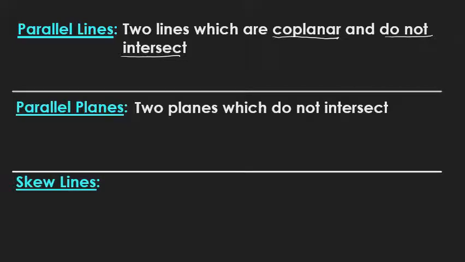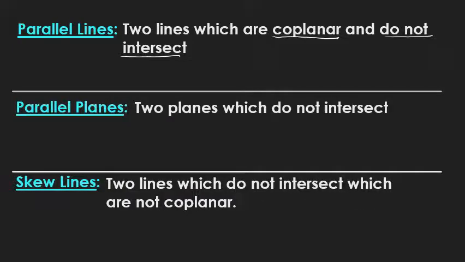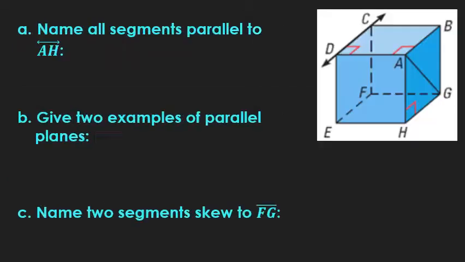We also have skew lines, and skew lines will be two lines which do not intersect, but they are not coplanar. So skew lines are not parallel because they actually lie in separate planes, but they also never intersect. So the best example that we can use to model these is a picture of a cube. If we look at this cube, you might need to take your picture and just note it's a little bit dark, that this back intersection point is point F.